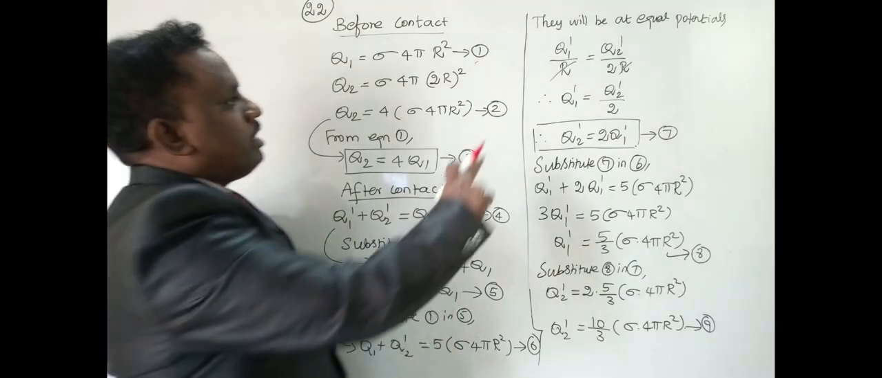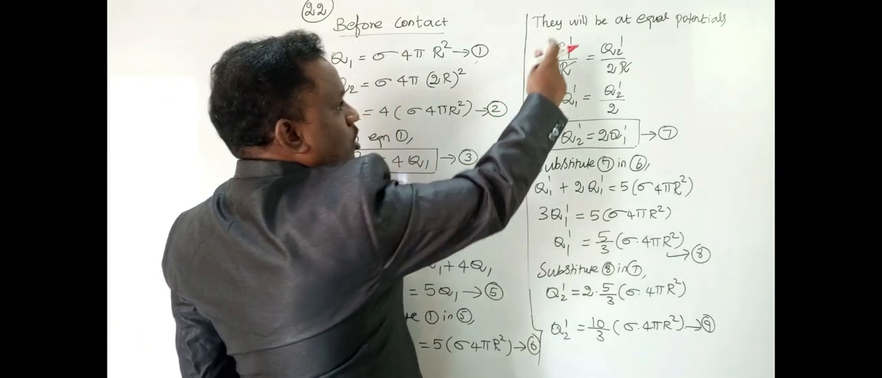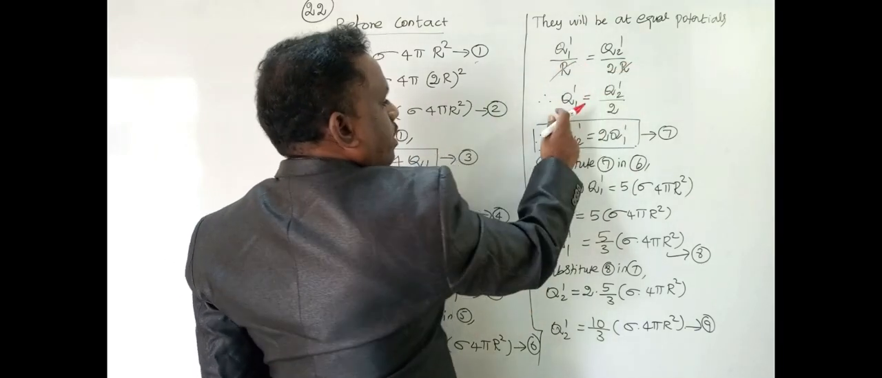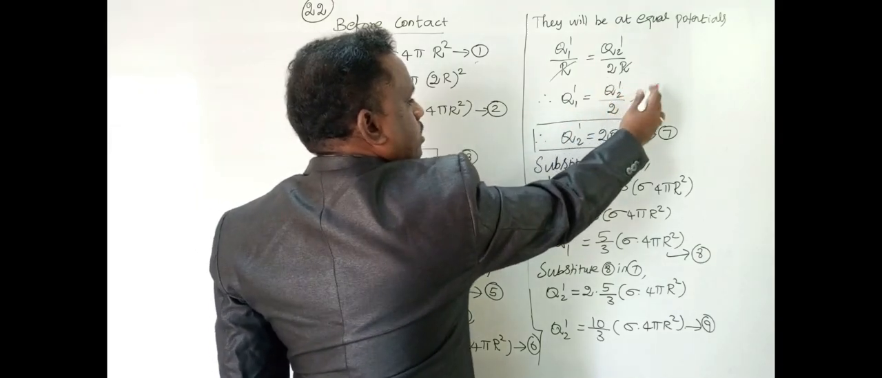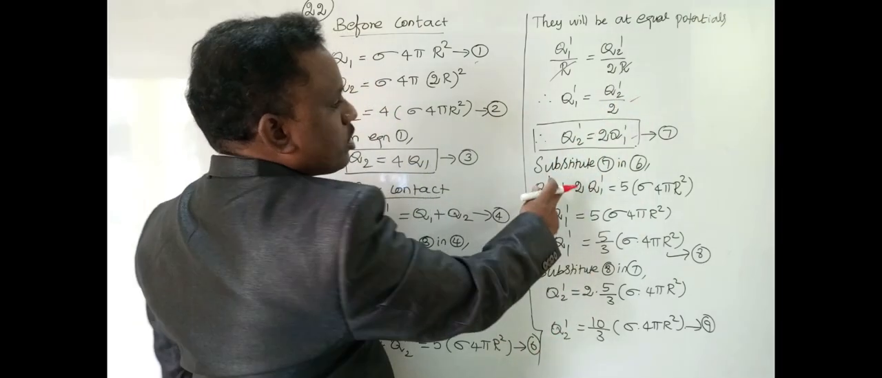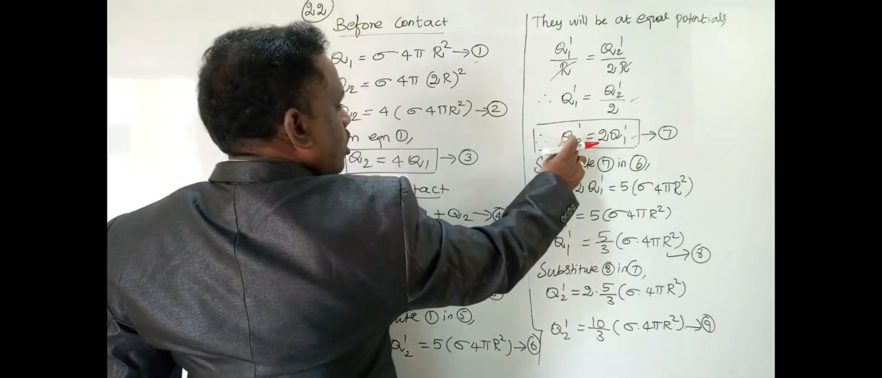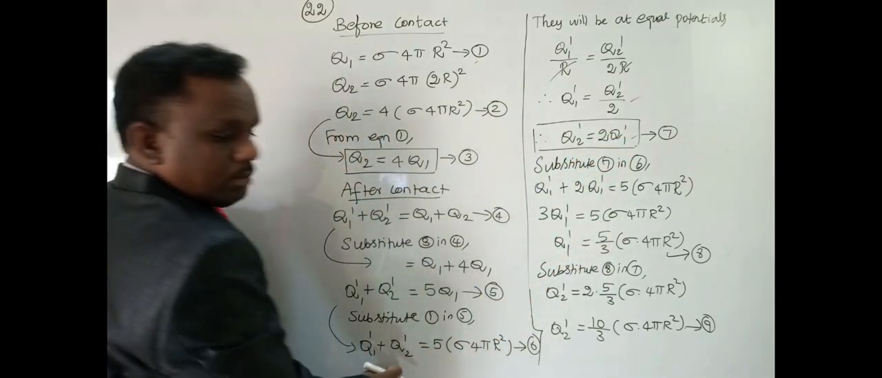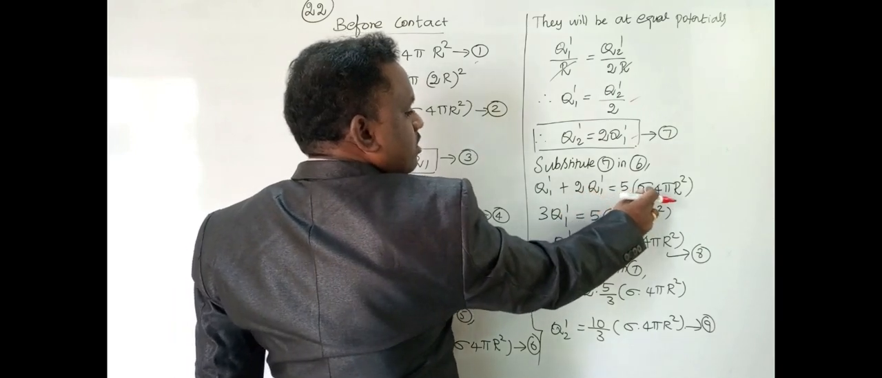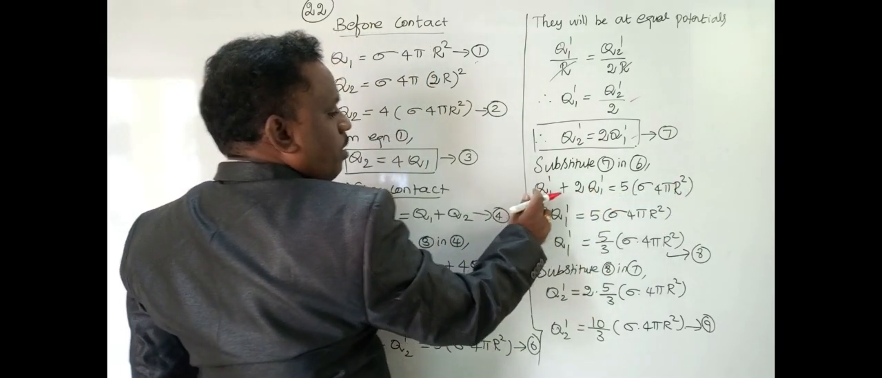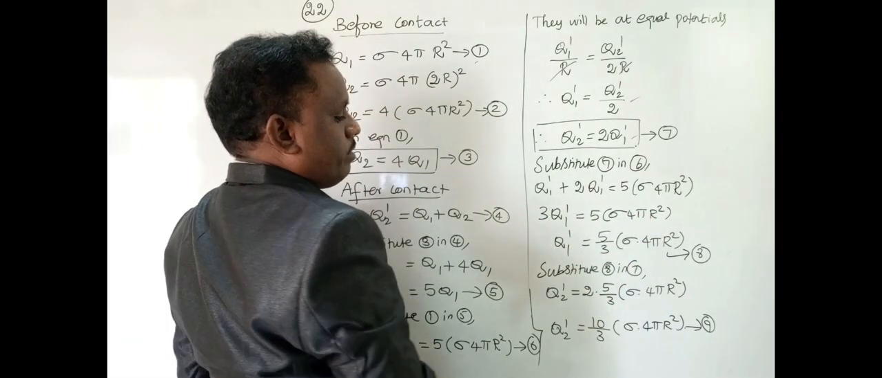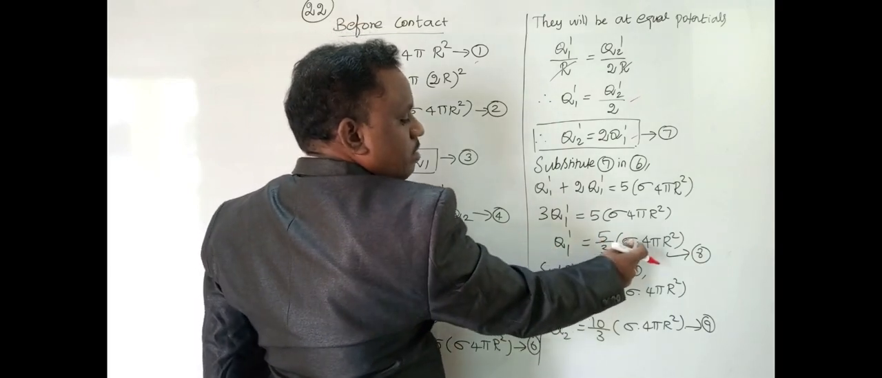Equation number 6. They will be at equal potentials. Q1 dash by r is equal to Q2 dash by 2r. So cancel r. We will get Q1 dash is equal to Q2 dash by 2. Q2 dash is equal to 2 Q1 dash. Substitute equation number 7 in 6. Substitute Q2 dash is equal to 2 Q1 dash in equation number 6. So you will get Q1 dash plus 2 Q1 dash is equal to 5 into sigma 4 pi r square. So 1 plus 2, 3 Q1 dash is equal to 5 into sigma 4 pi r square. So Q1 dash is equal to 5 by 3 sigma 4 pi r square.